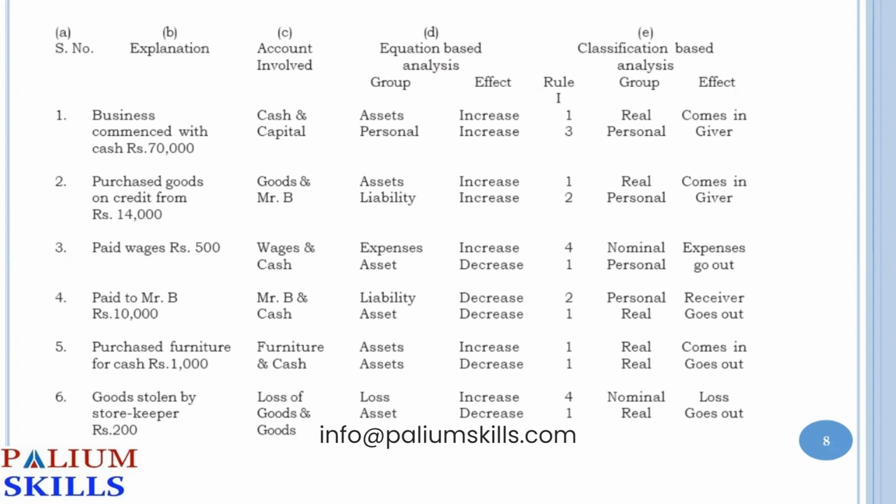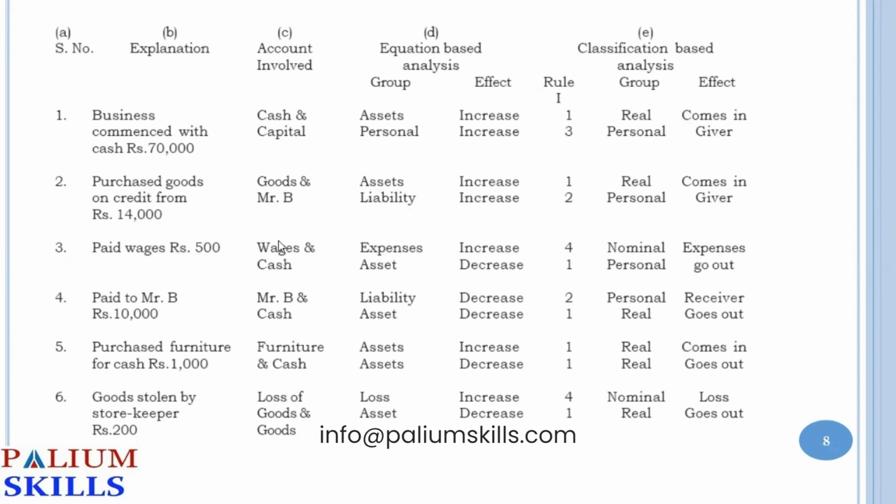Purchase goods on credit from Mr. B for rupees 14,000. So there are two accounts. One is goods, another one is Mr. B. Since it's goods, it's a tangible thing, it is a real account. So debit what comes in. So goods account will be debited, goods purchase account debit to Mr. B. Who is the giver? Mr. B. So to Mr. B.